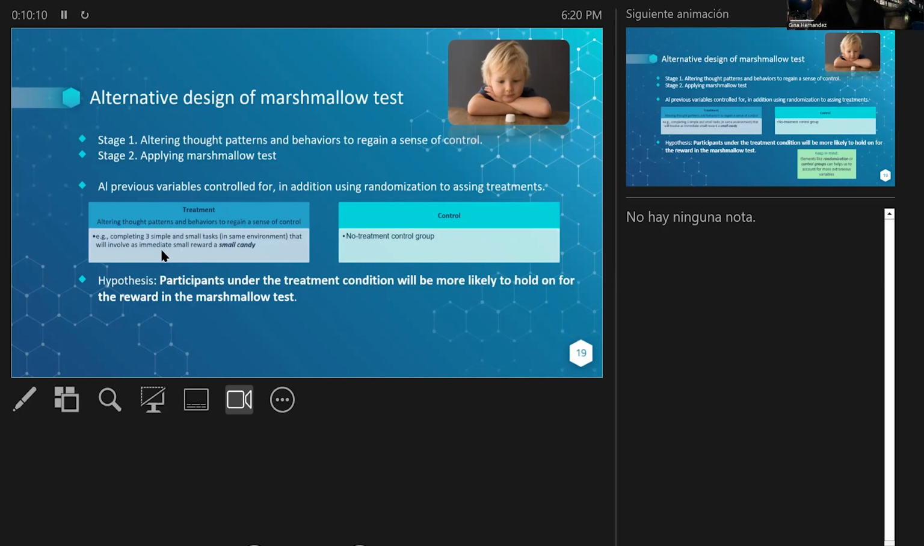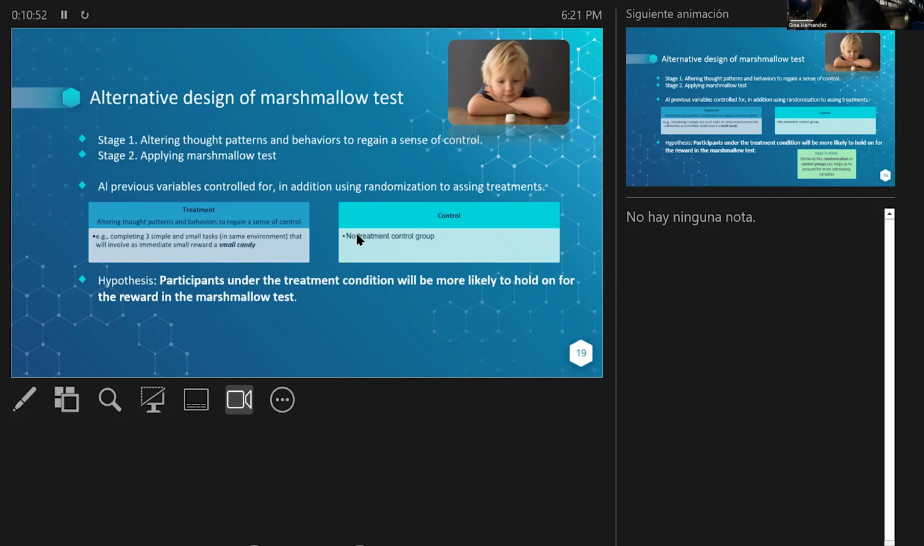So I'm specifically trying to test if completing 3 simple and small tasks in the same environment, and then immediately after each completion of the task, they receive a small candy. I believe that if this happens consecutively, you complete a small task, and then you have your candy, and then the same experimenter gives you a second task, and then gives you a candy, and then you complete a third task. So you are gaining a sense of control, and you are gaining trust.